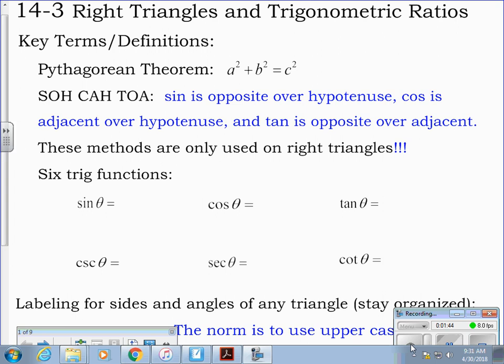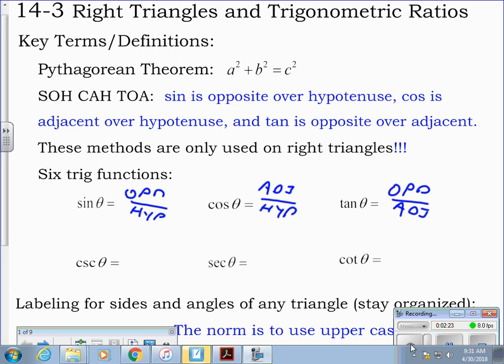SOHCAHTOA. The way I remember it is not saying it, I remember it by this. Some old hippie caught another hippie tripping on acid. So sine, opposite over hypotenuse. Cosine, caught another hippie. Cosine, adjacent over the hypotenuse. Tangent, tripping on acid. Opposite over adjacent. It works.